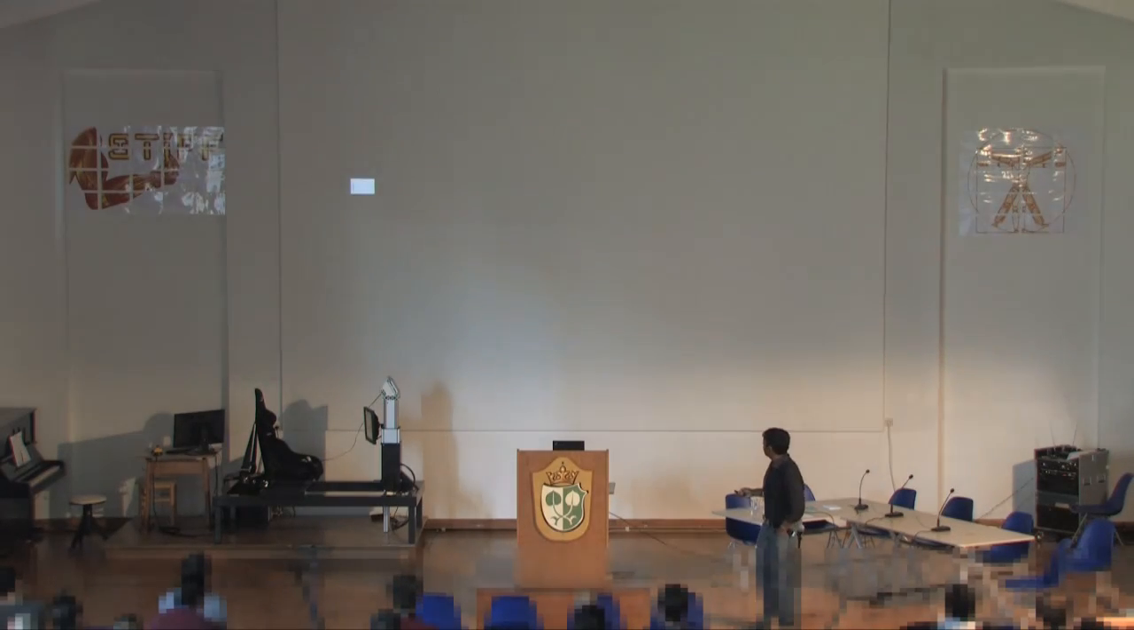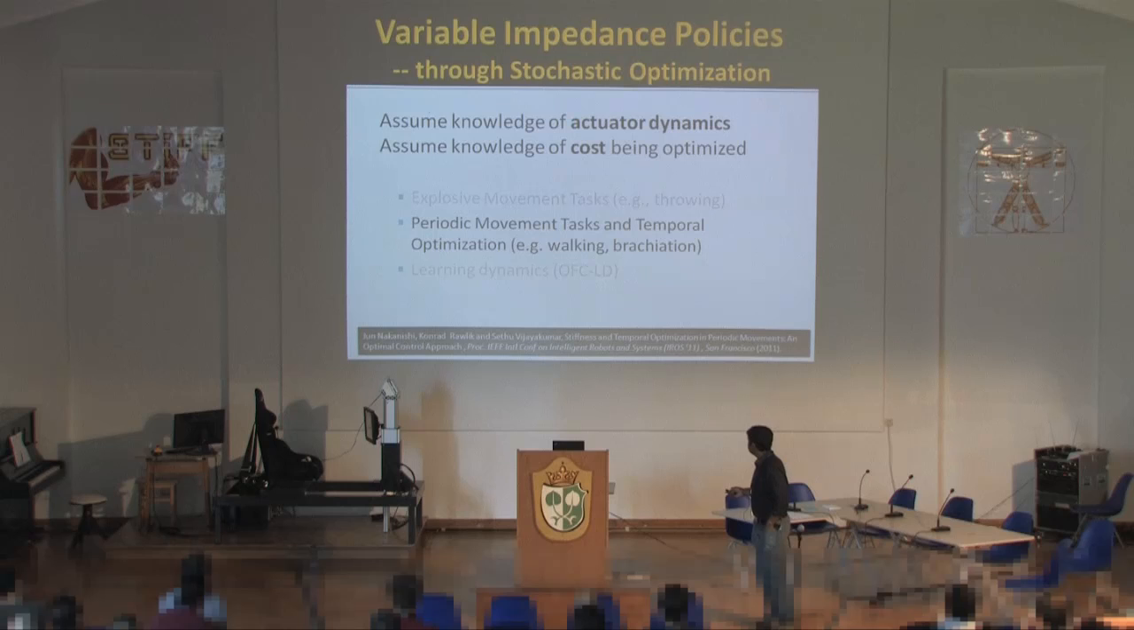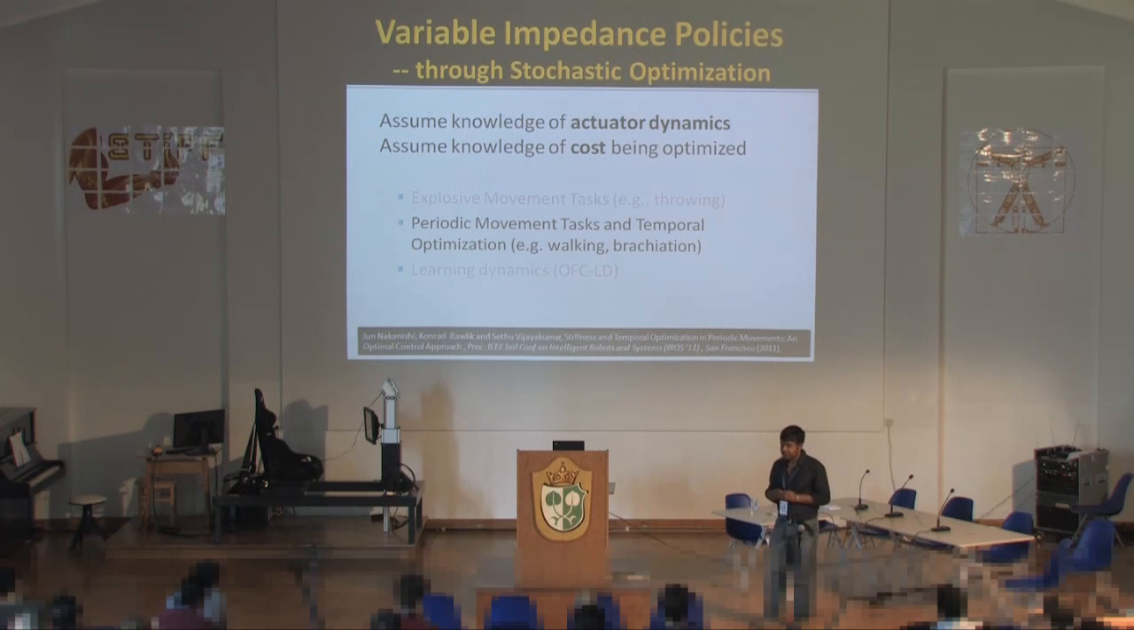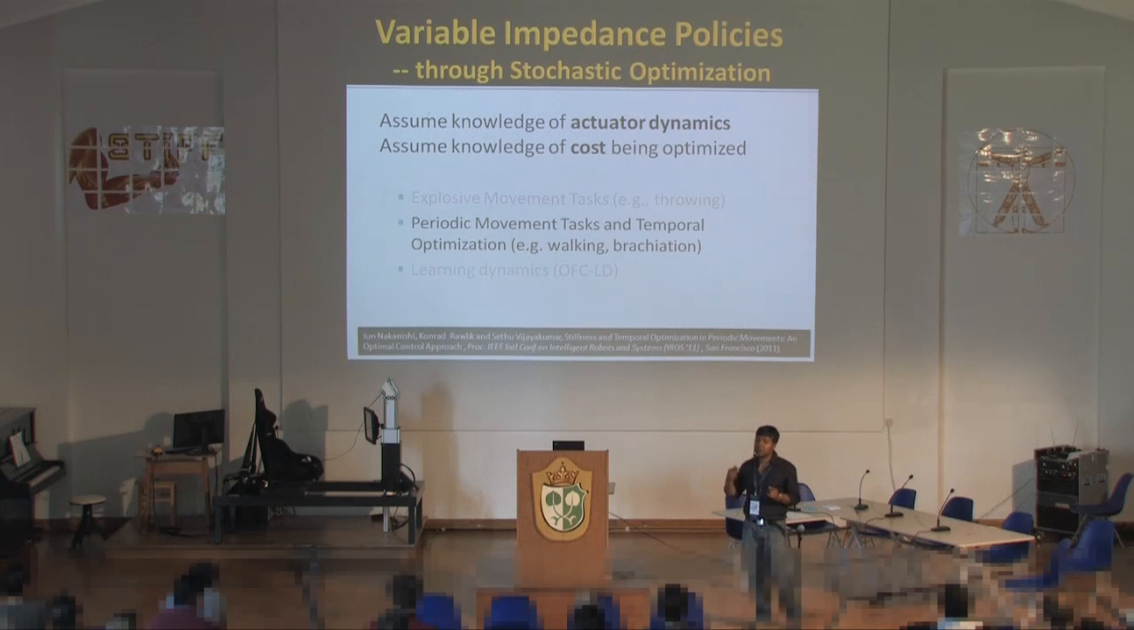Okay, so the next bit of the story is, now we've also done this whole optimization business. This is relatively new work that's been accepted at IROS, and this is for periodic movement tasks and temporal optimization. So there are two things here. We want to consider tasks which are rhythmic, for example, walking, brachiation. In addition to that, we also want to consider how to optimize time. So far, we've given the time horizon. So the next step is how do we actually optimize time.